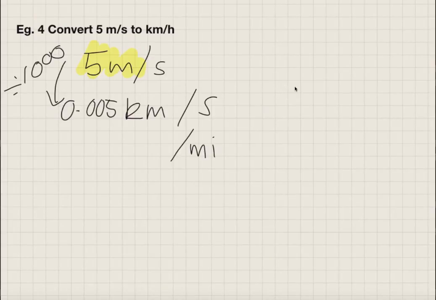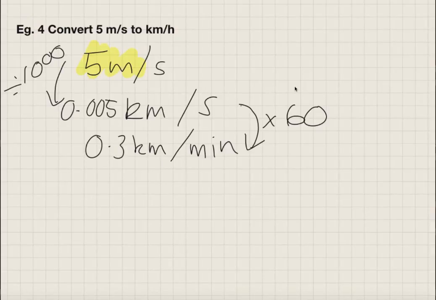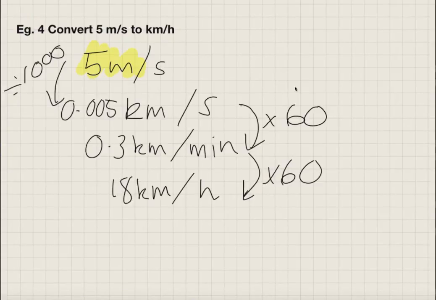Let's convert that to per minute, and as I showed before, to go from seconds to per minute. So this is 0.005 kilometers in 1 second. We want to work out how fast that is in 60 seconds, which is a minute, so we multiply by 60. We get 0.3 kilometers per minute, and then to per hour, we would multiply it by 60 again. And we get 18 kilometers per hour. Okay, that's your final answer for example 4.